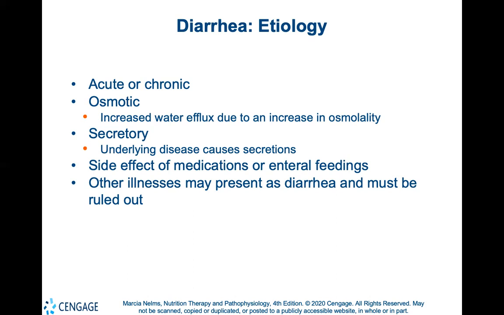Osmotic diarrhea can be caused by maldigestion of nutrients, excessive sorbitol or fructose intake, enteral feeding, and some laxatives. In general, when the causative agent is removed, osmotic diarrhea ceases. Secretory diarrhea results from excessive fluid and electrolyte secretion into the intestines. Medications generally cause diarrhea by increasing GI motility or by altering the normal flora of the colon. Enteral feedings are often implicated as a cause of diarrhea.